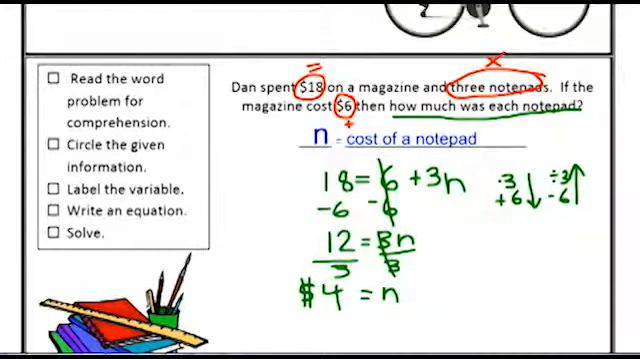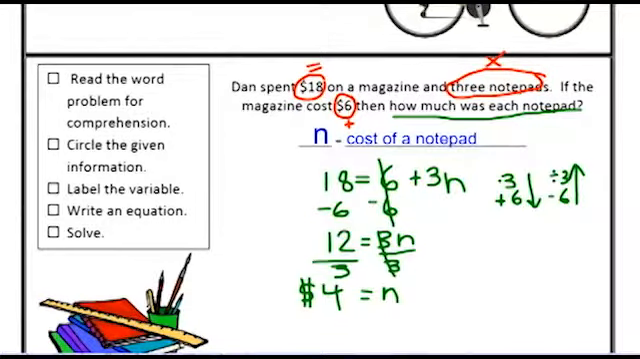Every step must be followed. Read the problem for comprehension. I hate that I always have to give that step, but a lot of students just jump to circling information. If I didn't read and summarize in my head, I wouldn't know that this was addition. I wouldn't have known this was multiplication. If you just circle numbers, you're going to get the wrong answer.